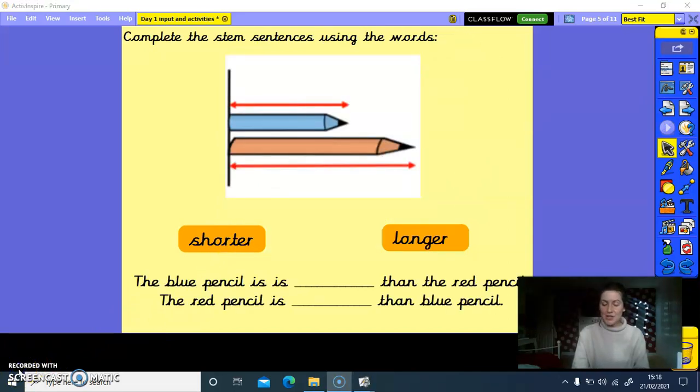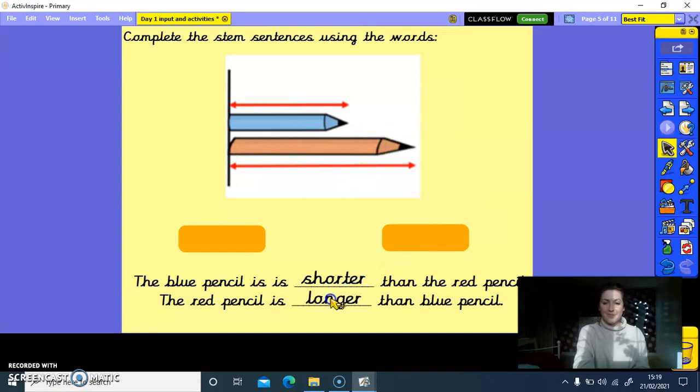Hey, how did it go? How did you do with your sentences? Brilliant job. So now we've done height. We are now going to think about length. So again, I need you to help me fill in the 2 sentences. The blue pencil, this one here, is shorter or longer than the red? It is shorter. The red pencil is longer than the blue.